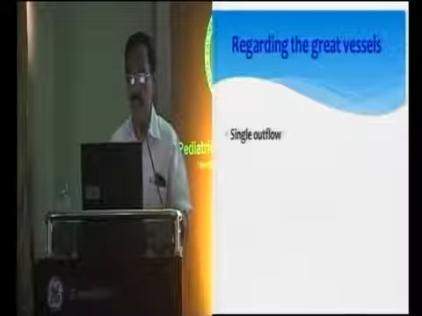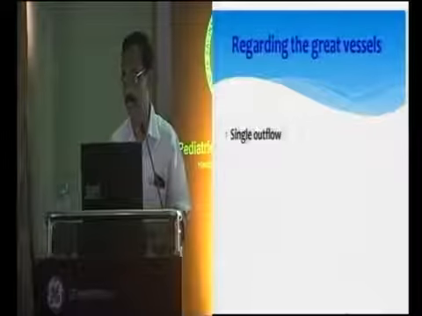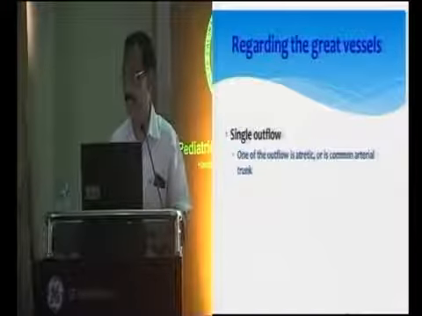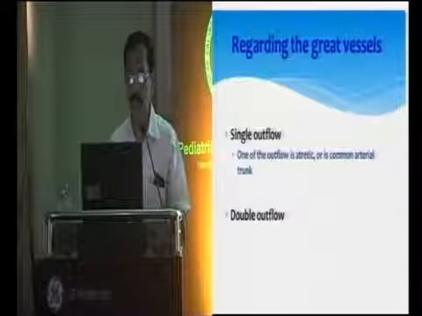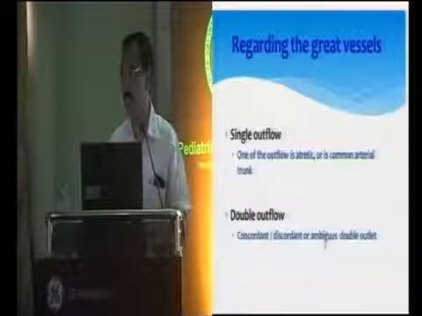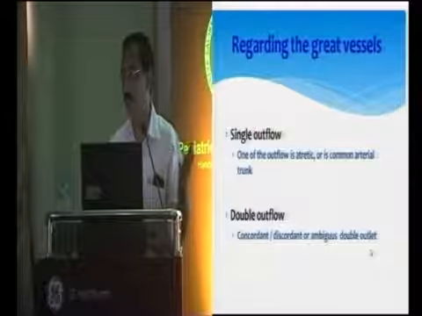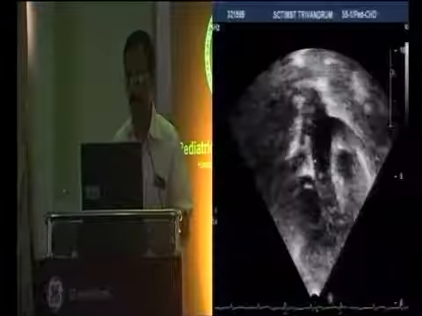So regarding the great vessels, again you can have a single outflow, which could be a truncus arteriosus, or it could be pulmonary atresia or aortic atresia, or it could be a double outflow, when in addition to concordance or discordance you have an ambiguous situation: one side is concordant, the other side is discordant, and you have a double outlet situation.